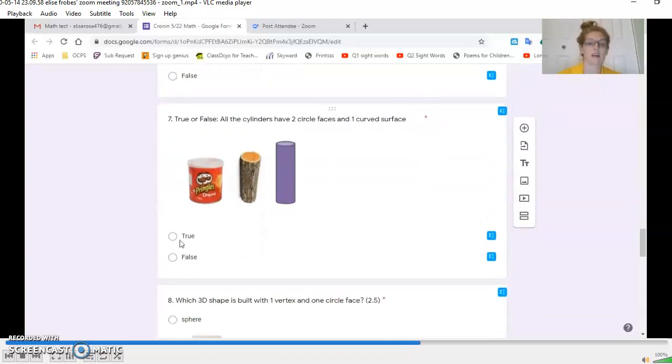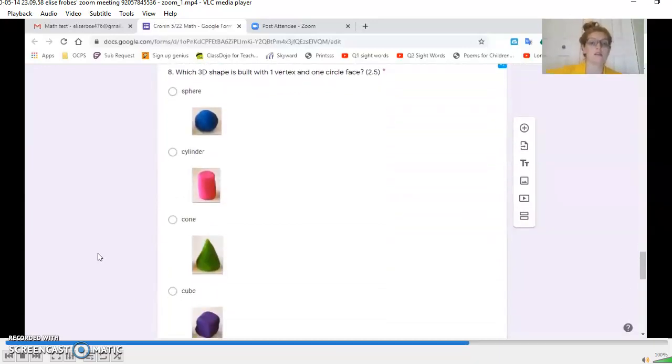Alrighty, number 7 says true or false? All the cylinders have 2 circle faces and 1 curved surface. Is that true? All of them have 2 circle faces and 1 curved surface? Or false? They all do not have 2 circle faces and 1 curved surface. Pick your best answer.